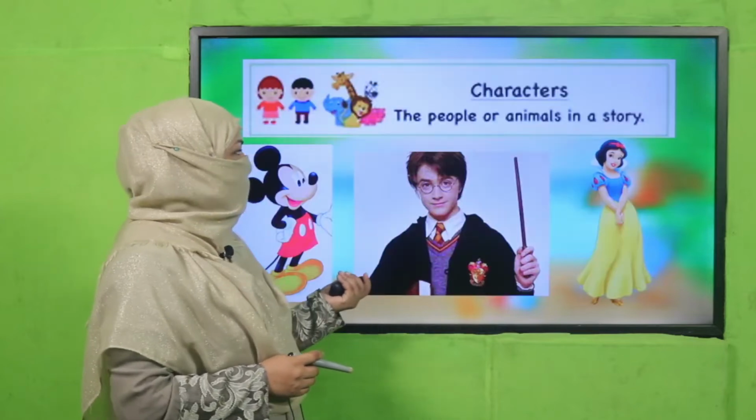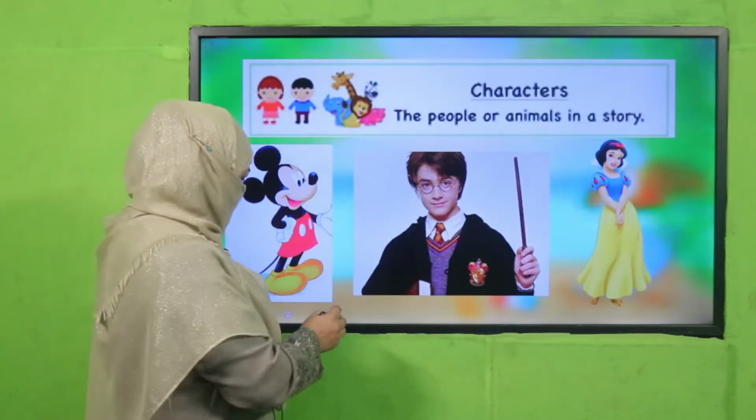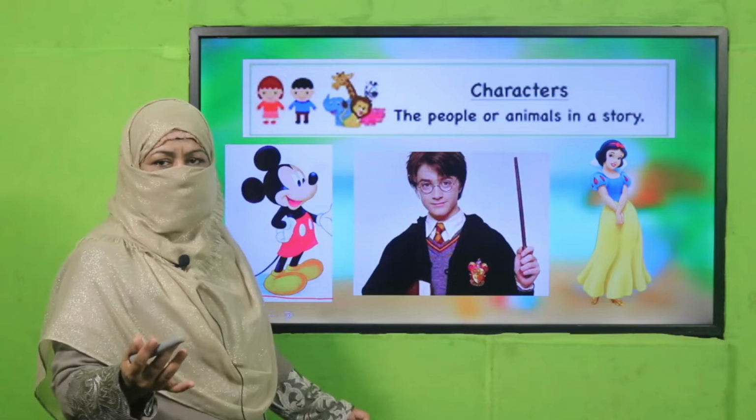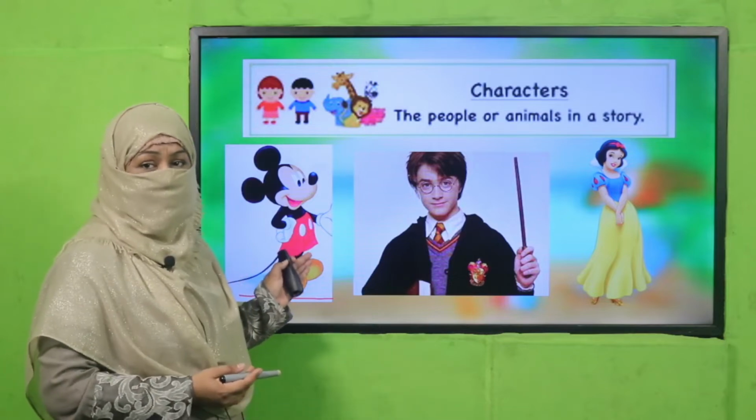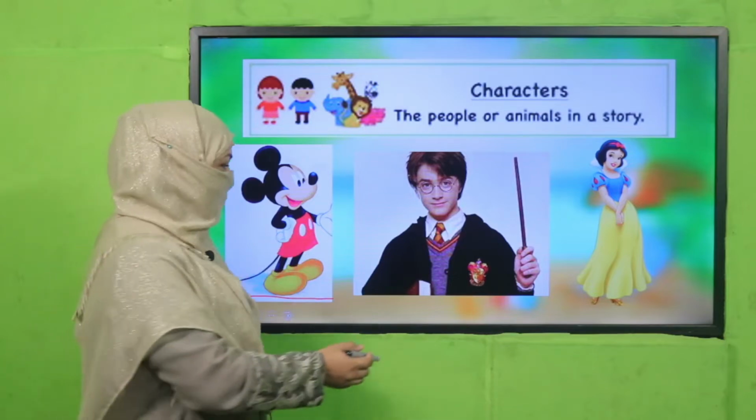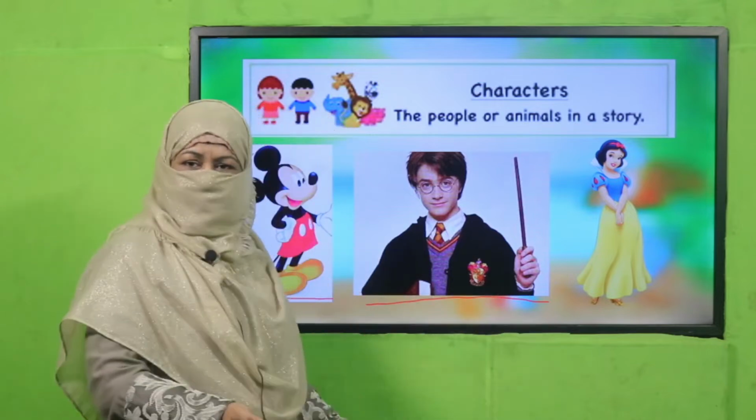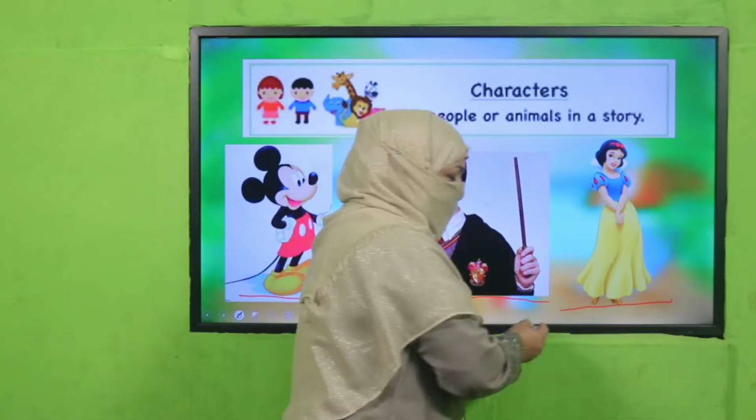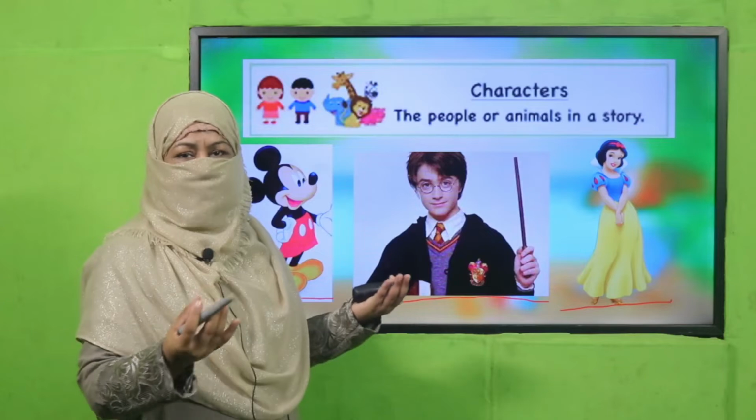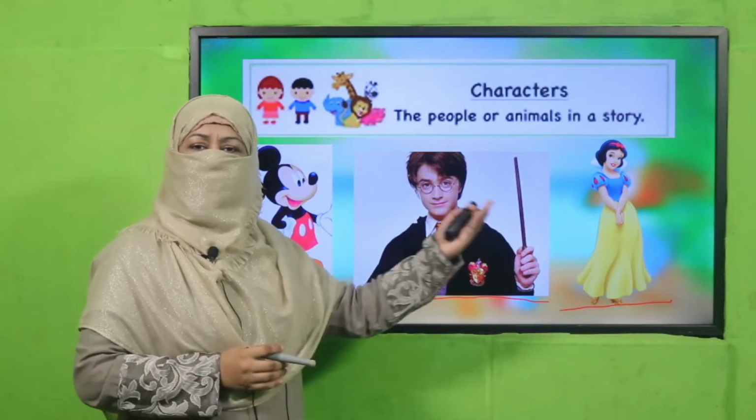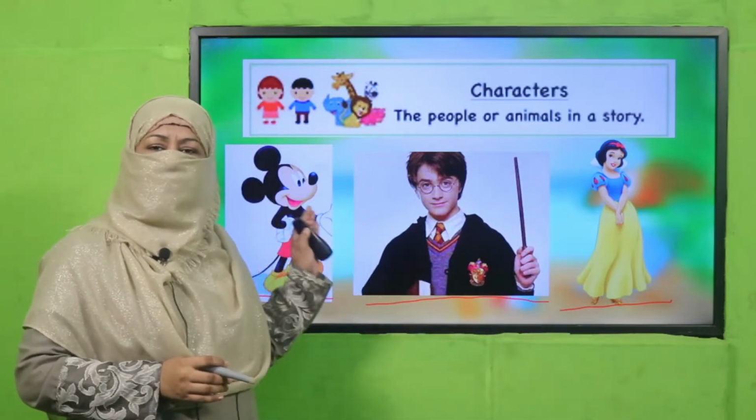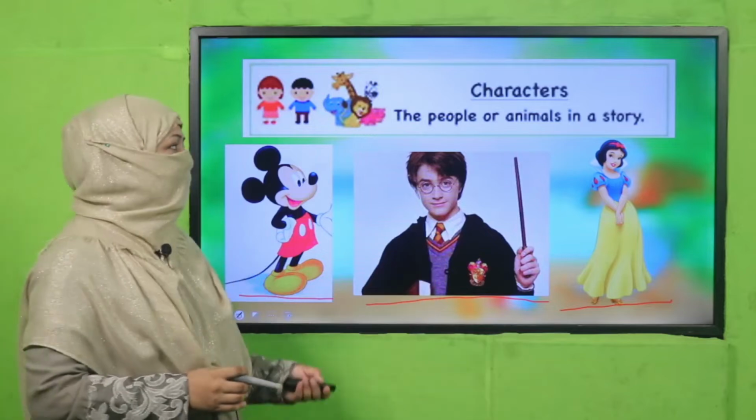Okay. So when we talk about characters, as I told you, it can be an animal. You know this very famous Disney character, yes, Mickey Mouse. It can be a real person, and it can be an imaginary person, which actually does not exist, and we just assumed a character. This is how we set characters of a story.